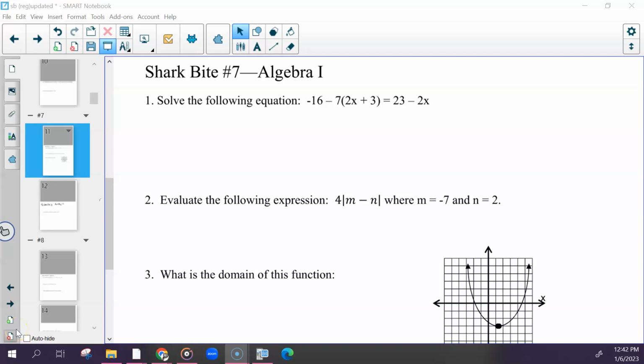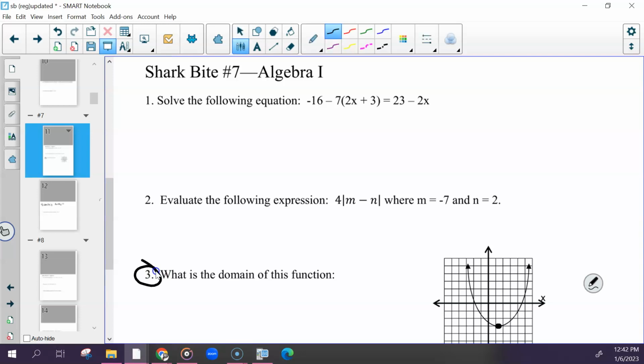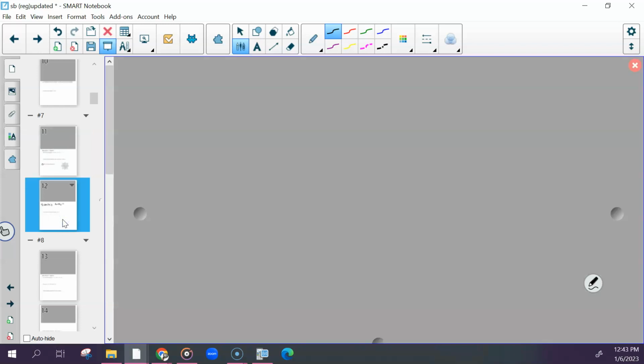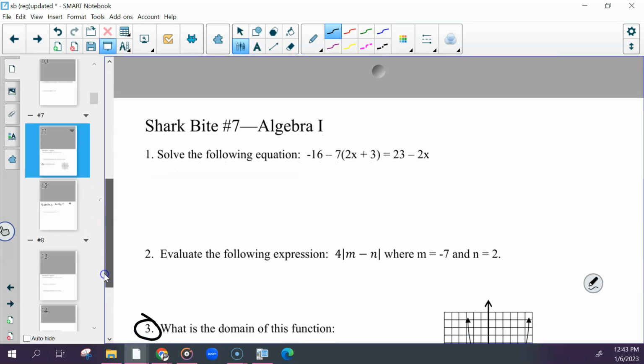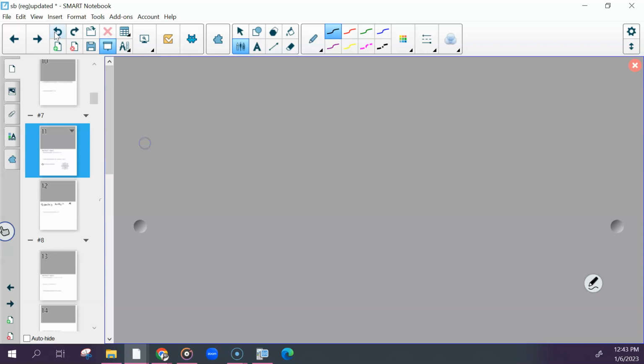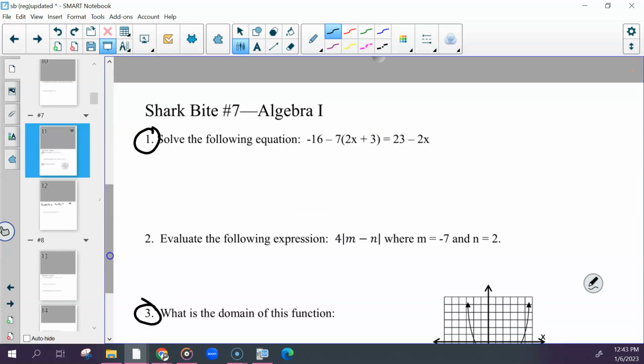On the shortcut, what questions do we have? Do we want to go over anything like that? 3. Yes, maybe 4 as well. Okay, we do 4. Except my smartboard is doing weird things, so I had to write it down. So 3, 4. Any others? 1. Mm-hmm. Okay. So 1, 3, 4.